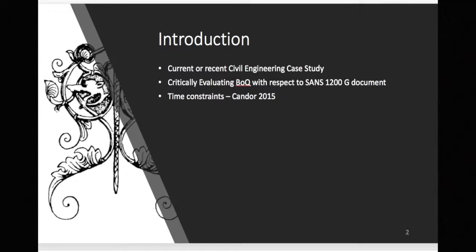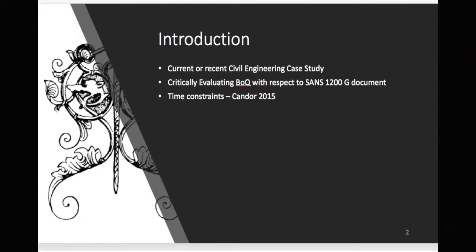The assignment required student groups to each source an appropriate civil engineering case, and along with that, we had to critically evaluate the BOQ with respect to the SANS 1200G document, which is the concrete section. Due to time constraints and confidentiality issues, it was very difficult for Ethicalcus Consultants to get hold of contract documents from the civil engineering companies which were contacted.